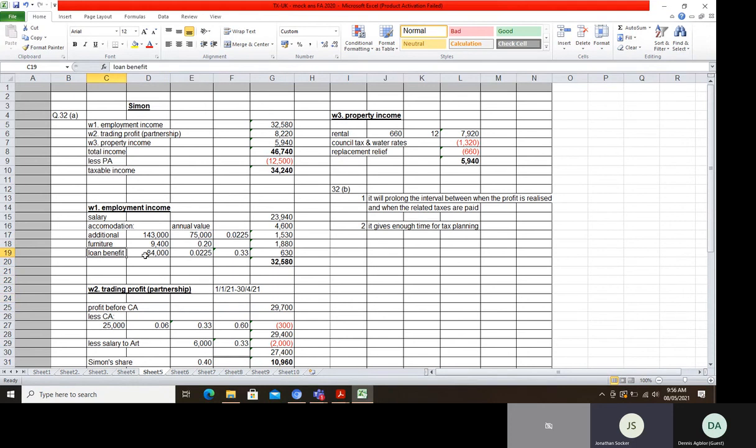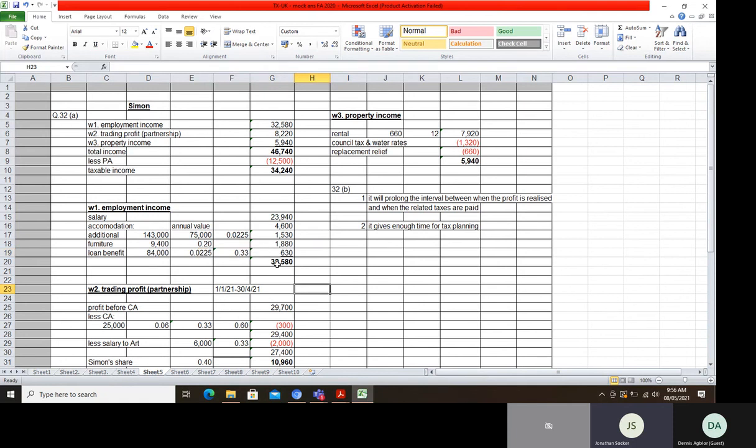So here, for our loan benefit, you take the loan amount by the official rate, then we multiply by 4/12 because the loan was provided for only 4 months. He should be paying this interest, but he didn't pay any part of it. So that's the interest assessable on him, and that's it for employment.